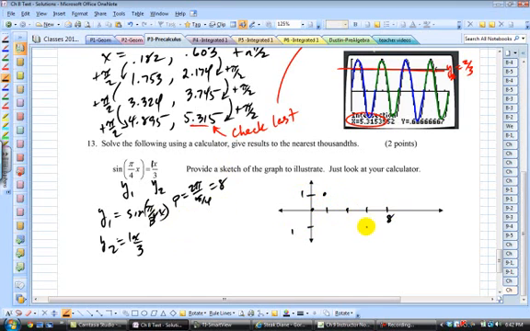Here, here, here, here, and here. And then also, let's go to the left here a little bit too. So here we go. No, no, no. Let's go backwards here.